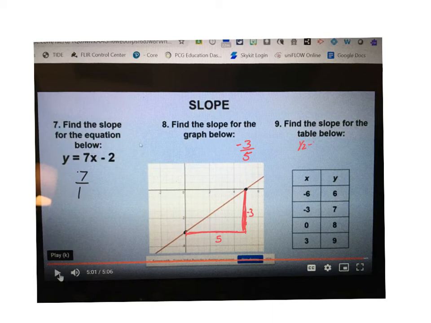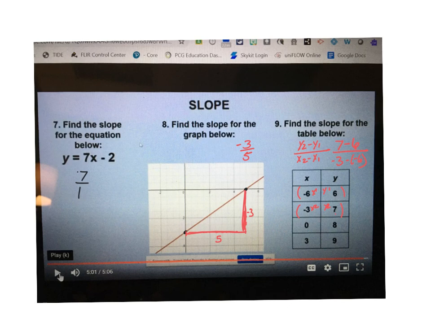y2 minus y1 divided by x2 minus x1. So these are all points on the line. You can take the first two and say, okay, we're going to call this y2, this one y1, this one x2, this one x1. So y2 is 7 minus 6, because that's y1, over -3 minus a -6.